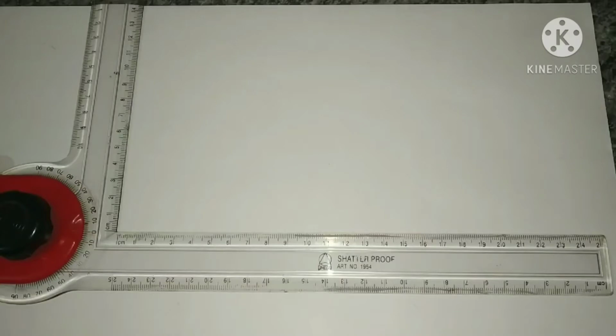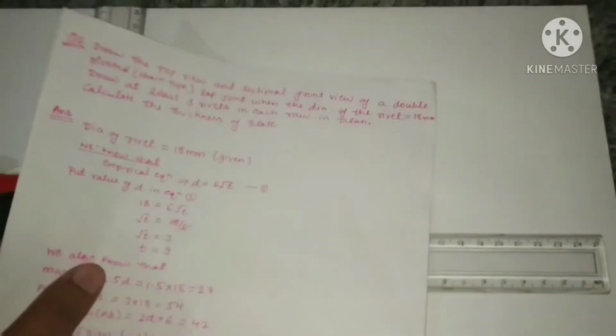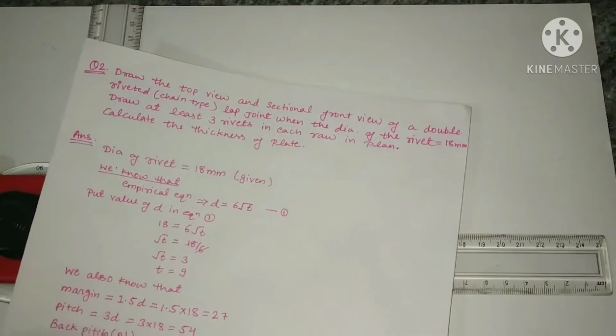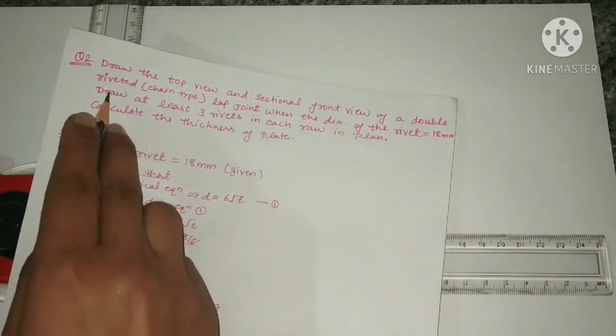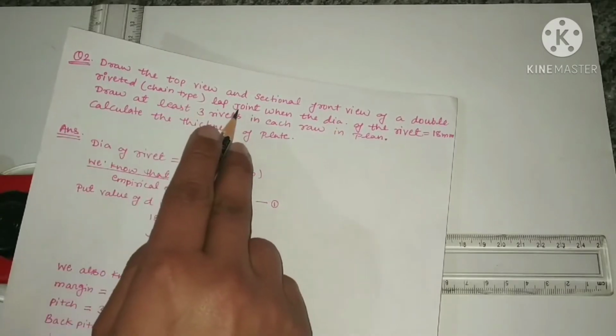In the previous case, we discussed a single riveted lap joint, because there were two plates overlapping each other and a single rivet connecting those two plates. In today's class, we are going to see a double riveted lap joint, and it is of chain type.